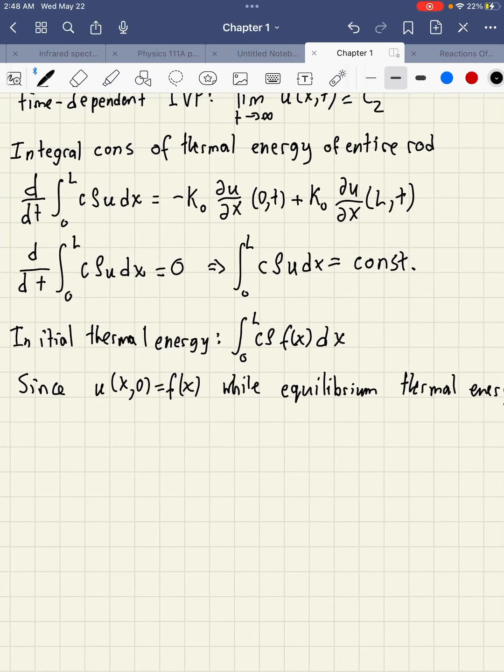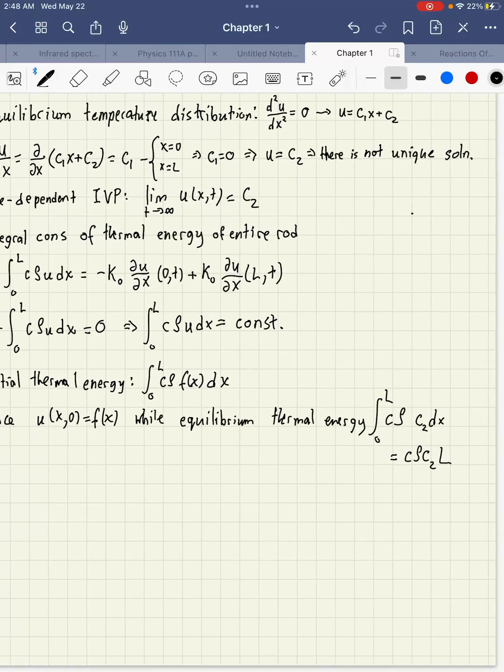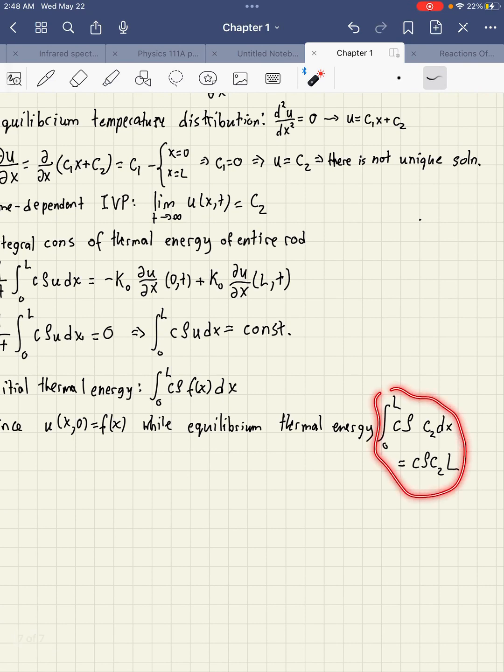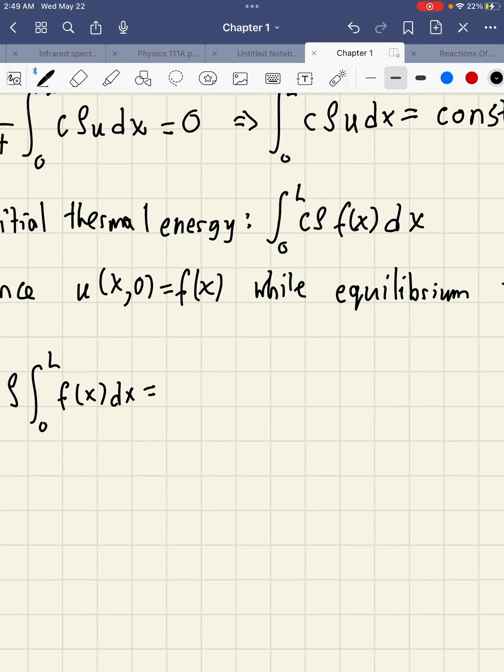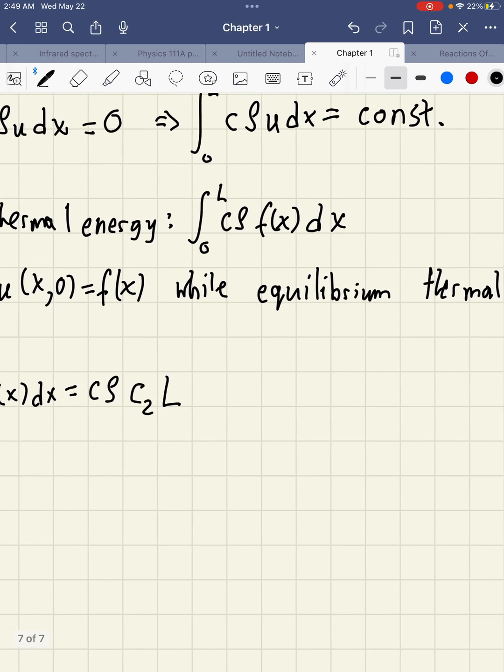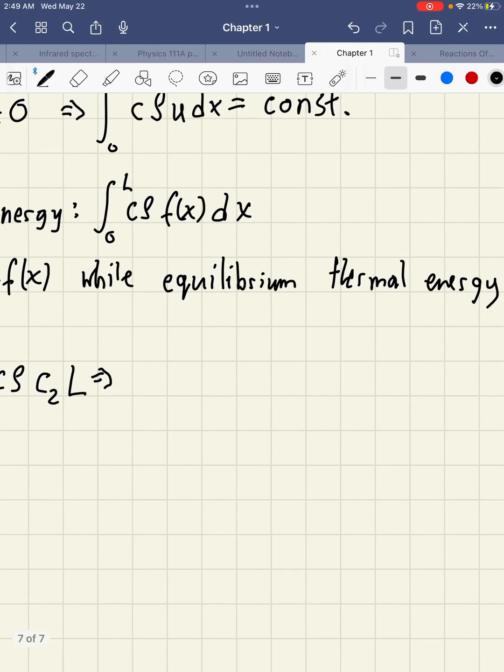Now I will equalize it to this, my final, at time approaches infinity. This is my initial. So if I equalize them together, I will get the integral from 0 to L of f of x dx is equal to C2 times L. Therefore, my C2 is equal to 1 over L times the integral from 0 to L of f of x dx.